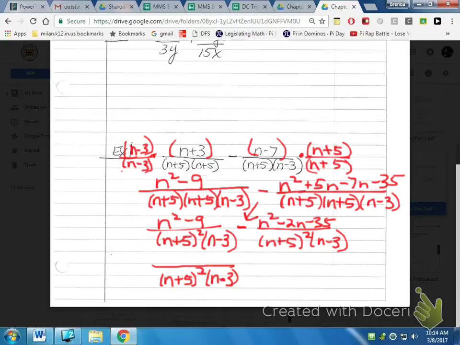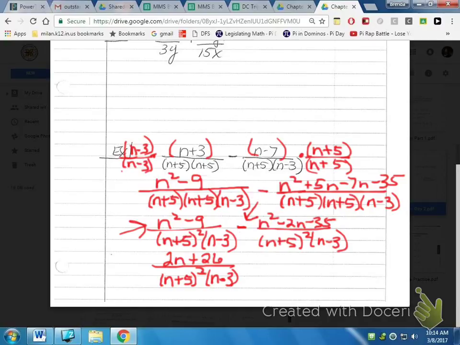Okay, let's start and do standard form. n squared minus n squared. What happens with that? Cancels out. There is no n term on the left, so it'd be like 0n. 0n minus negative 2n. What would that be? Plus 2n. And then the constant, negative 9 minus negative 35. What's that going to be? Plus 26.